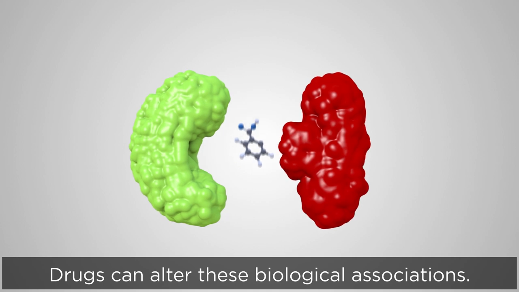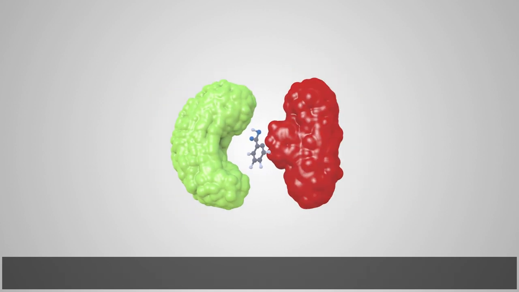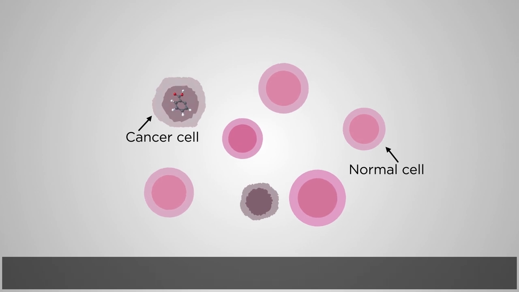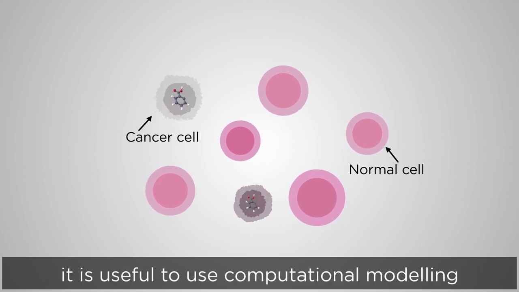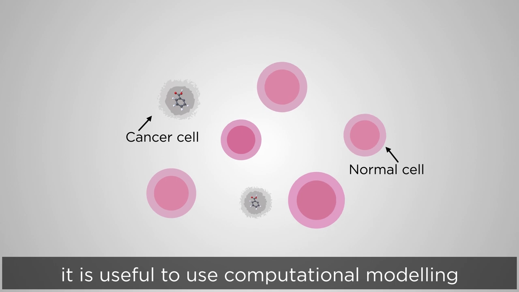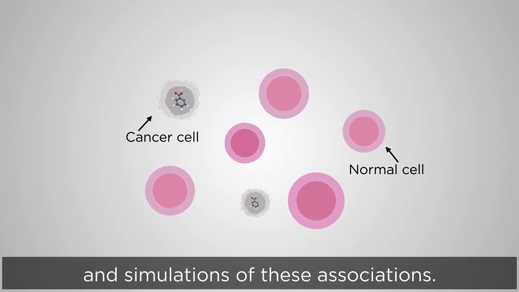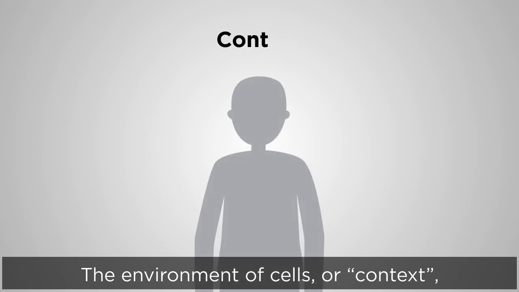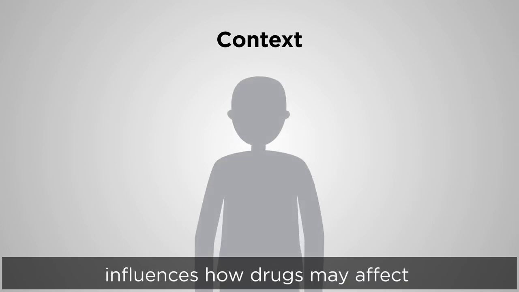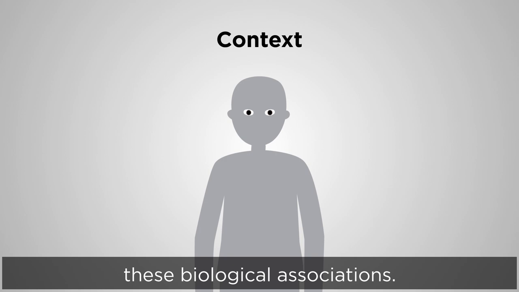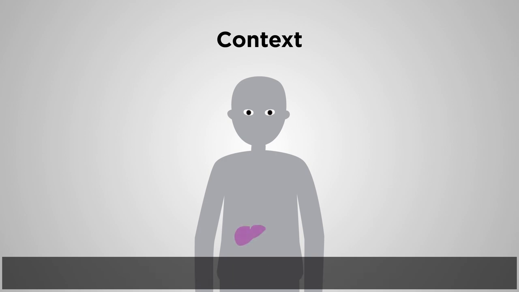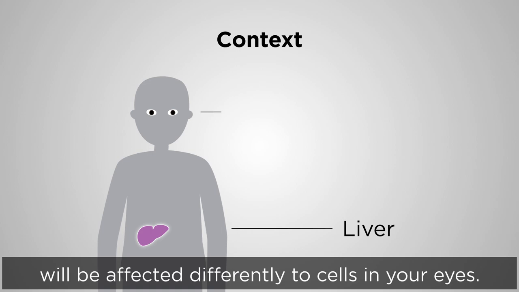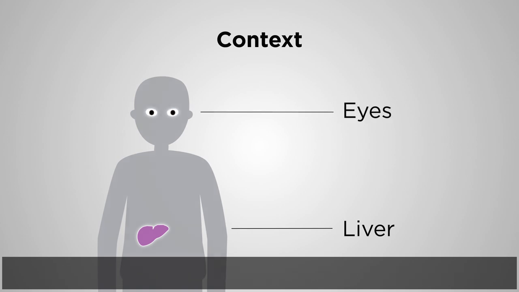Drugs can alter these biological associations. To understand how the body would react to a drug, or a combination of drugs, it is useful to use computational modeling and simulations of these associations. The environment of cells, or context, influences how drugs may affect these biological associations. For example, cells in the liver will be affected differently to cells in your eyes.